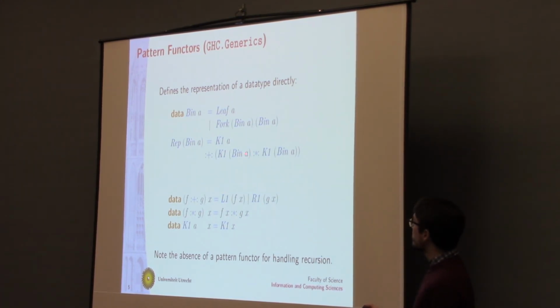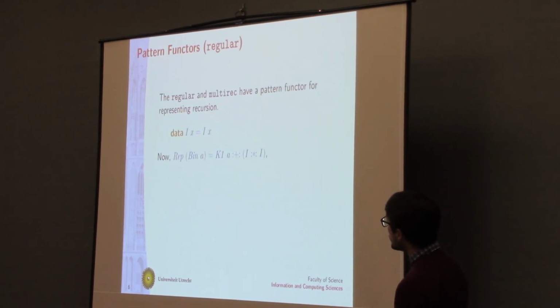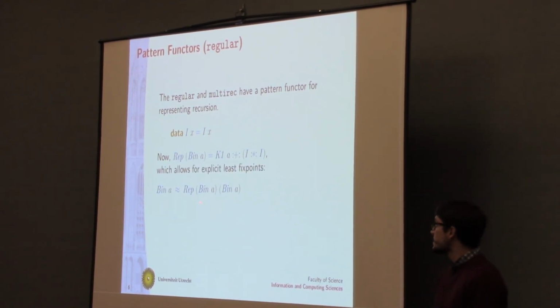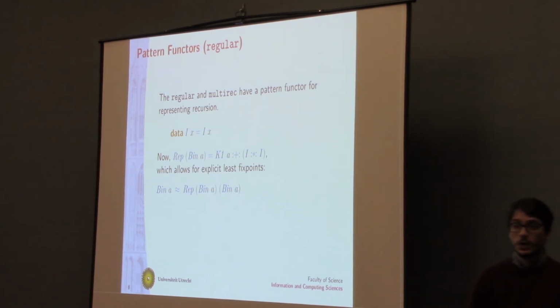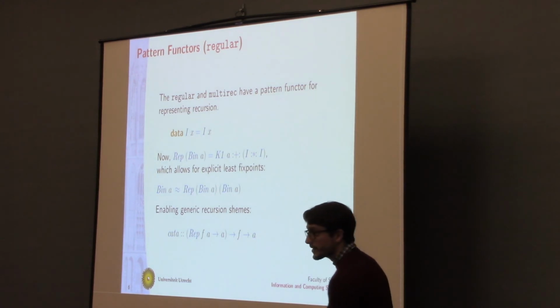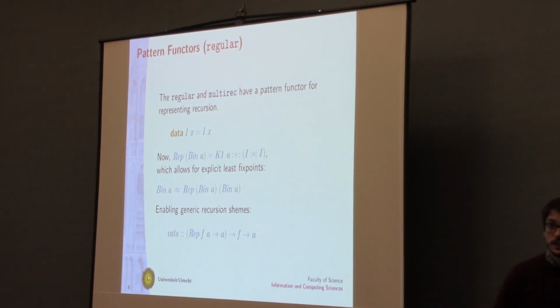We only know that this data type is recursive because we see that the Bin constructor actually appears on the right-hand side, and we would have to do some fancy type families to figure this out by ourselves. We could fix that, and that's what regular does by introducing the identity functor. Then we could represent binary trees like this instead, saying it's either a leaf or two recursive positions, and then we would have an explicit least fixed point, and this isomorphism holds. This is really cool because all of a sudden you win the ability to do recursion schemes over your data types, which is a very expressive way of writing functions.